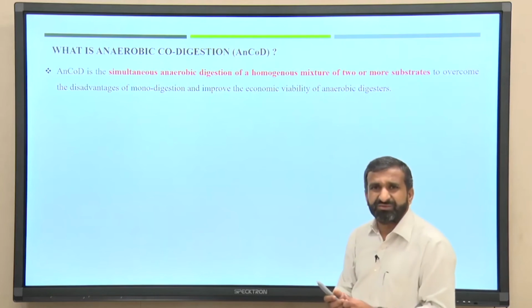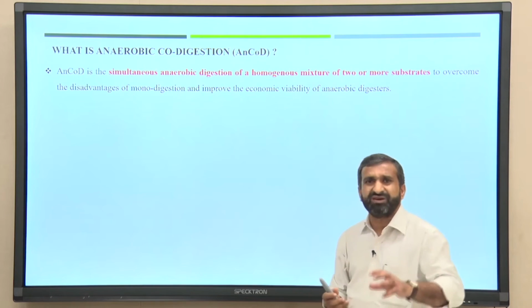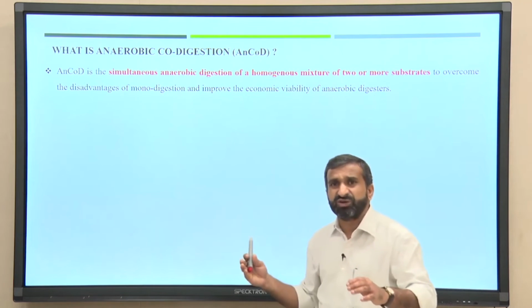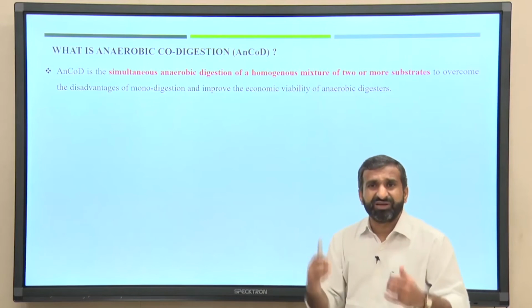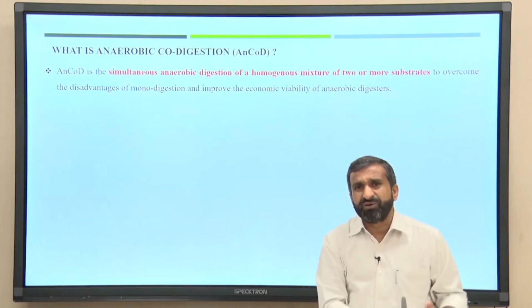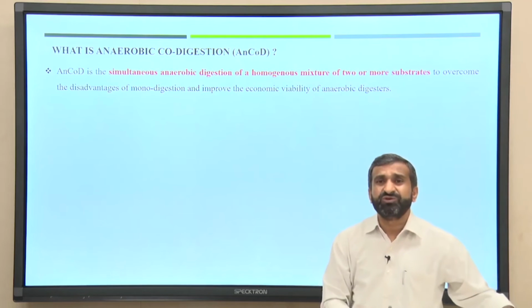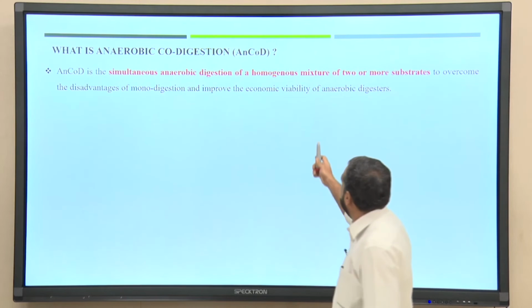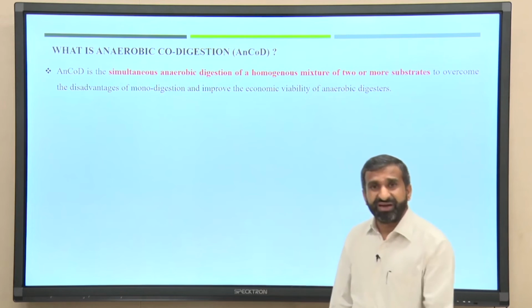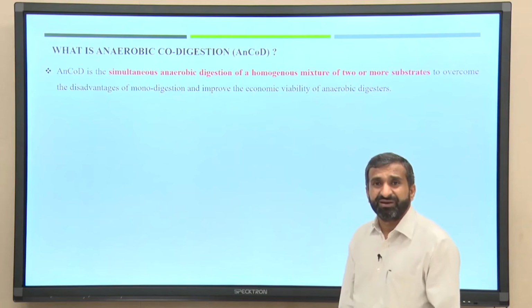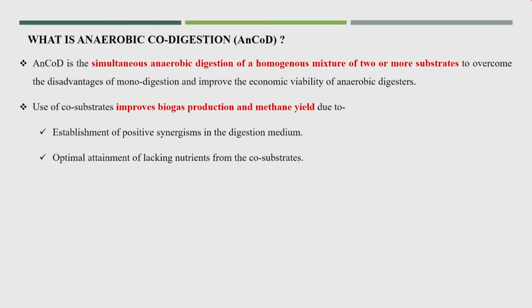So, the monodigestion, especially of lignocellulose biomass alone for biogas production, requires a very proper pretreatment process, and if you do not want to use a pretreatment process, go for the co-digestion process by addition of different easily degradable organic matter. So, use of co-substrate improves the biogas production and methane yield due to establishment of positive synergism in the digestion medium and optimum attainment of lacking nutrients from the co-substrate.